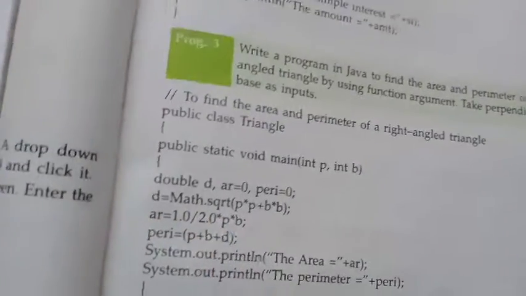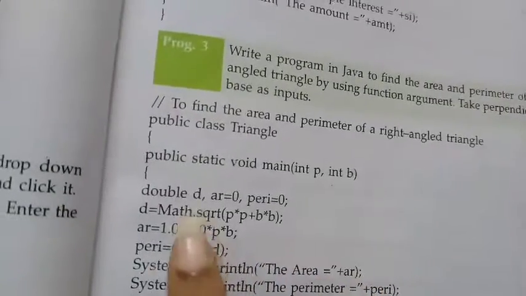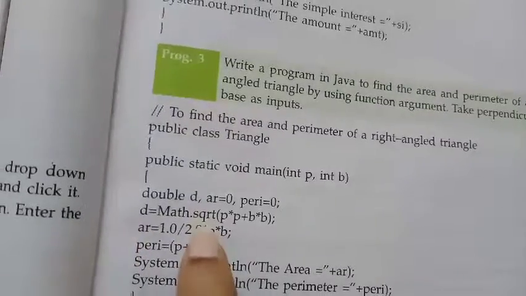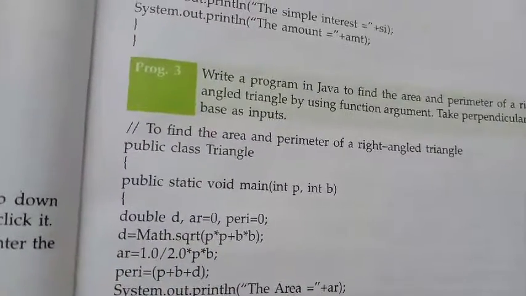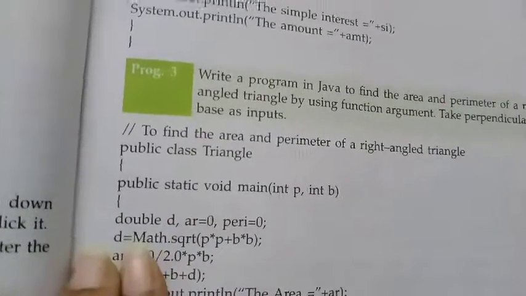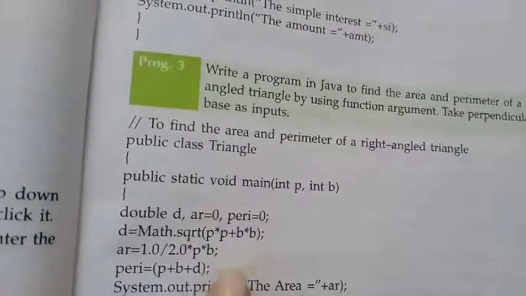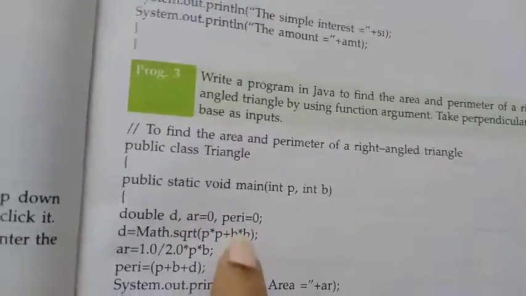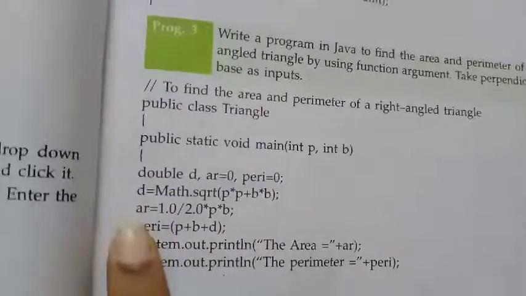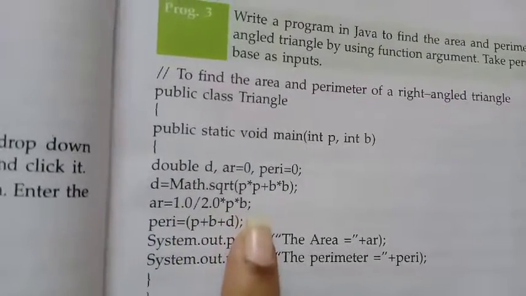So square root, we cannot give in any other way. We have a function called Math.sqrt. You cannot calculate the square root in any other way, only through this function. So Math.sqrt of P into P plus B into B means first P into P plus B into B will be calculated, and the square root of this value will be calculated and stored in the D variable.